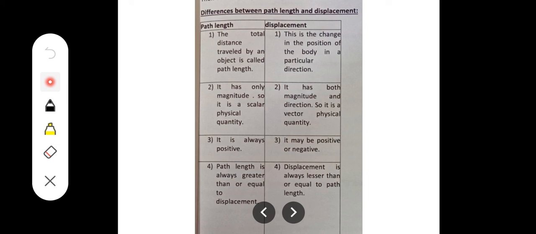Okay. So these four differences, if you remember, obviously you can get the marks. 2 or 3 mark question it may be. So if it is asked for 2 marks, only 2 differences they ask. And if it is asked for 3 marks, you have to write 3 differences. So mainly you have to remember 3 differences. If you remember 4 differences, then any 3 you can write easily, isn't it? So do that to remember about the differences between path length and displacement.